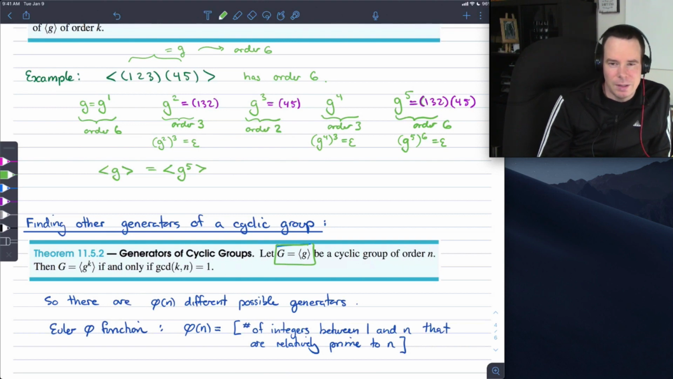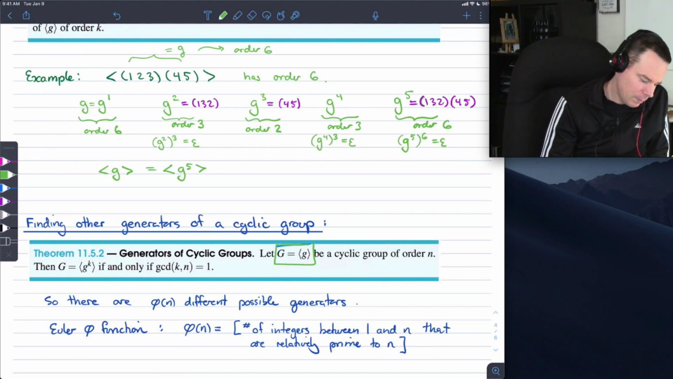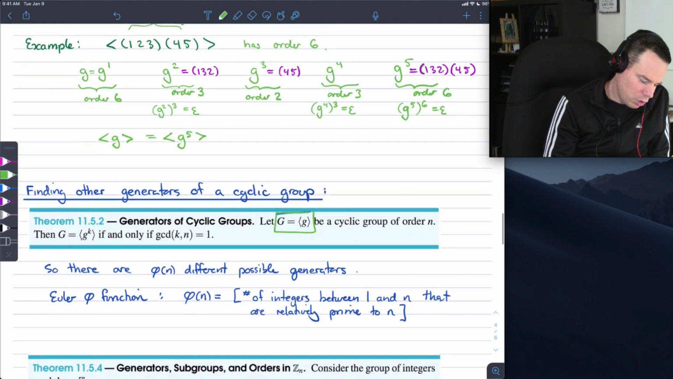In other words, they're the powers, g to the k, where k has not killed any of g. The only time it would have killed a part of g is if k shared a common factor with n. So this is precisely g to all the numbers relatively prime to n, and those are the other generators. How many other generators are there?